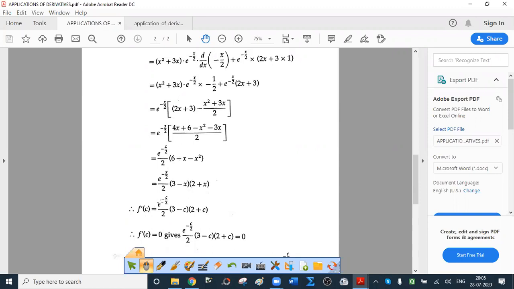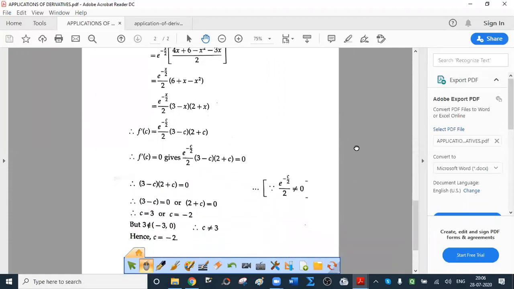So f dash of c will be what? Replace x by c. That's it. Now f dash of c equal to 0 gives e raised to minus c upon 2 into 3 minus c into 2 plus c equal to 0. But note that e raised to minus c upon 2 cannot be 0. So this gives us 3 minus c equal to 0 or 2 plus c equal to 0. That gives me c equal to 3 or c equal to minus 2. But note that 3 does not belong to the open interval minus 3 to 0, but minus 2 belongs to this. And therefore, what is the value of c? C is nothing but minus 2.